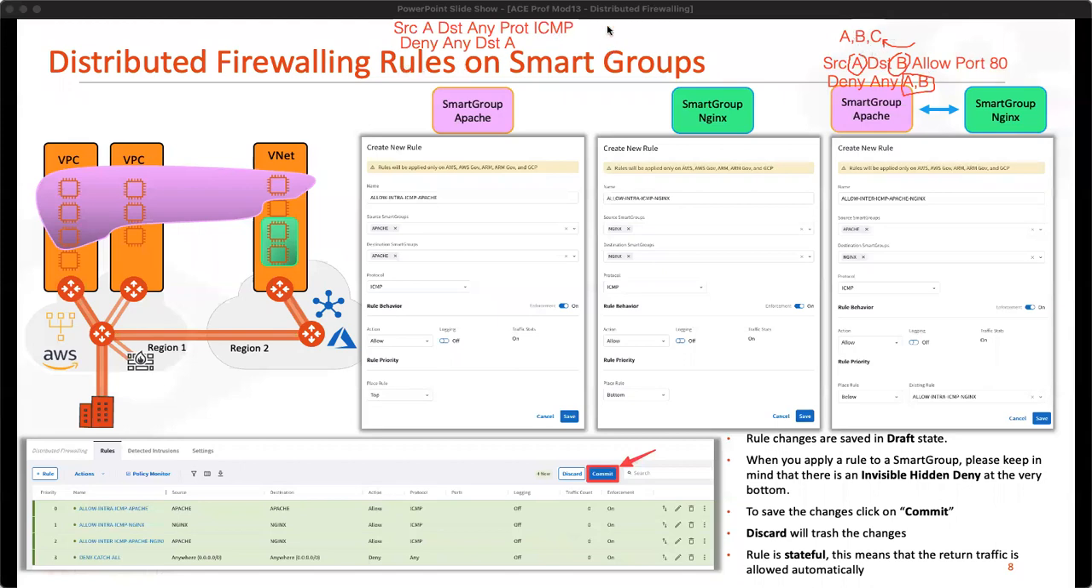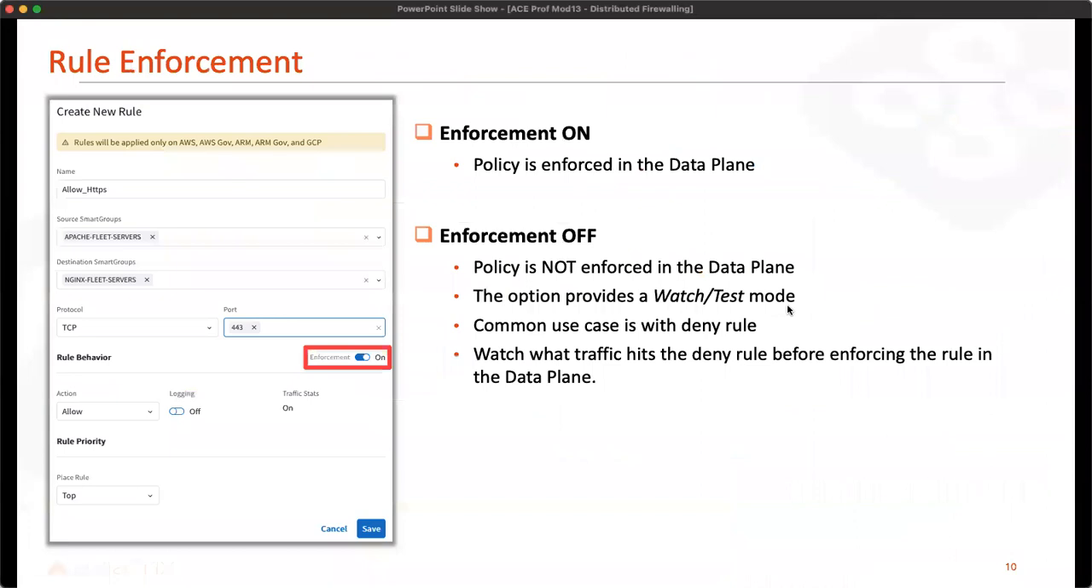The moment I go and write a rule for B, then B will also have an implicit rule. The idea is that we are supposed to be writing the zero trust policy that allows the communication we need, so everything else will be blocked. So this is the implicit deny.